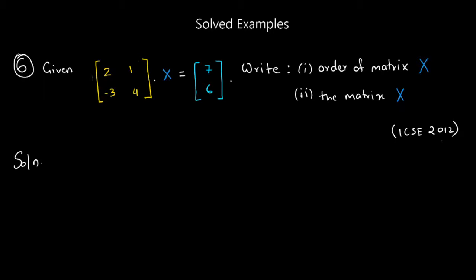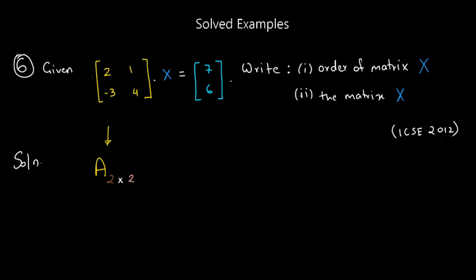Now, the way we solve a sum like this is, first we need to figure out the order of matrix X. So let's consider the matrix given to us here in yellow as matrix A, and as you can see, it's a 2 by 2 matrix. It's 2 rows and 2 columns. So you can write it as a 2 by 2 matrix.